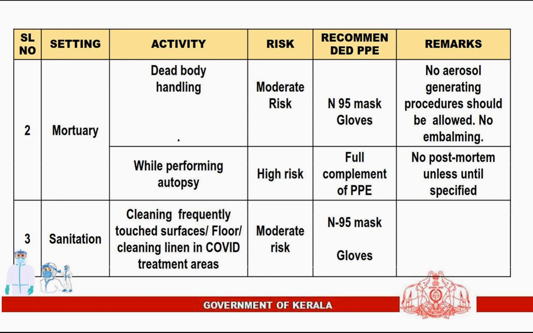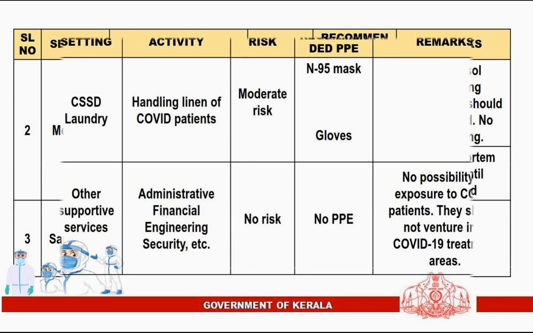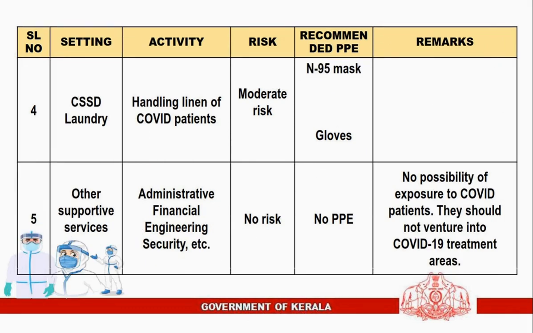The housekeeping staff are cleaning the frequently touched surfaces, linen, floor, etc. For them the risk of exposure is moderate. The housekeeping staff should wear N95 masks and gloves. The staff deputed in the central sterile service department or in the laundry, while handling fomites and other articles, have a moderate risk of exposure. To reduce disease transmission they should wear an N95 mask and gloves.